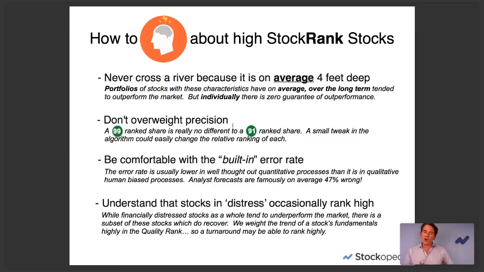The other thing is, don't overweight precision. A 99 ranked share is really no different to a 91 ranked share. A small tweak in the algorithm could easily change the relative ranking of each. And I think that's an important point. They are general buckets. I'd like to think of them more in terms of 10 ranked buckets. So a 90 plus is, in my view, a better prospect than a sub 10 ranking share. So don't overweight the precision. I see people often, and actually it's a good point, because I was analyzing 99 ranked shares, and they were slightly more risky and slightly more volatile than the sort of 80 to 90 set. So just keep that in mind.